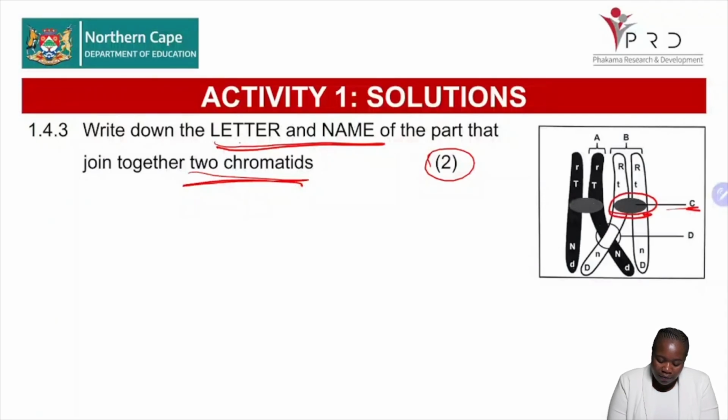So you get a mark for saying C, and you get a mark for saying centromere. Always make sure that you check the mark allocation and you check whether they want both the letter and the name, just the name or just the letter.